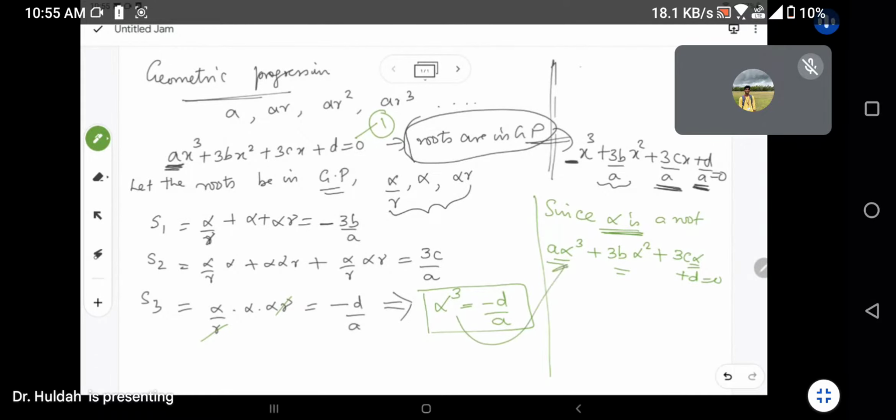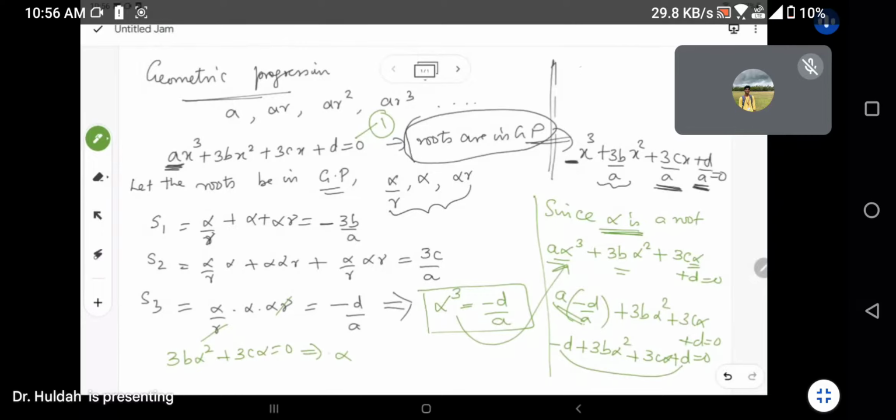Alpha is a root, no? So it will satisfy the equation. That's why instead of x I've written alpha. Can I substitute this alpha cube here? So I get a times minus d by a plus 3b alpha squared plus 3c alpha plus d equal to 0. So this a and a will get cancelled. So I'll get minus d plus 3b alpha squared plus 3c alpha plus d equal to 0. Again, this minus d and plus d will cancel. So I'll have 3b alpha squared plus 3c alpha equal to 0.